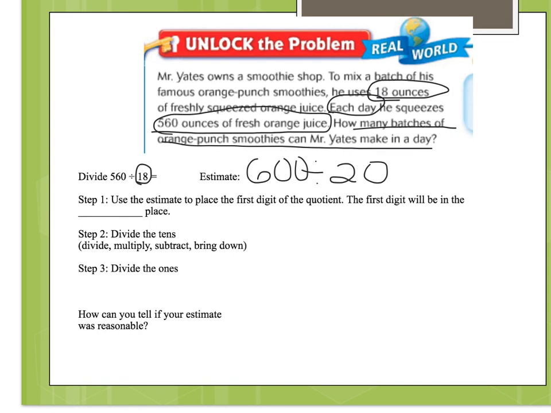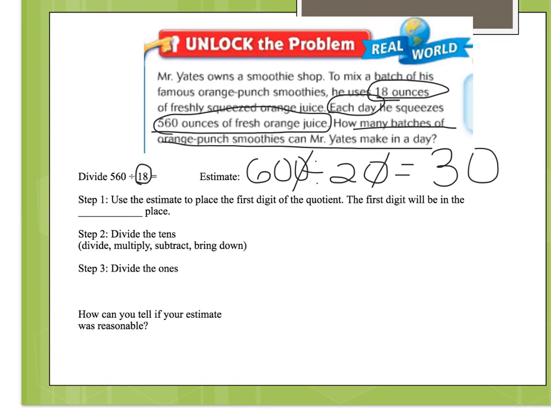And I like this, looking at it here. I have a 0 in my divisor. I can cancel that with a 0 in my dividend. And what is 60 divided by 2? That is 30. So 600 divided by 20 is 30, so my answer should be right around 30. Maybe a little more, maybe a little less.